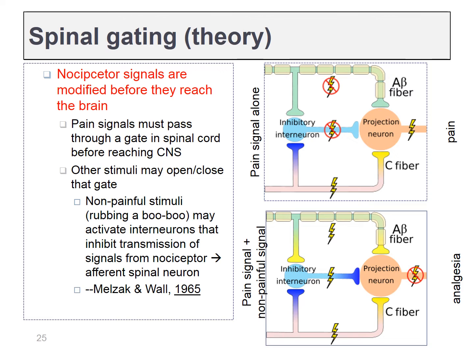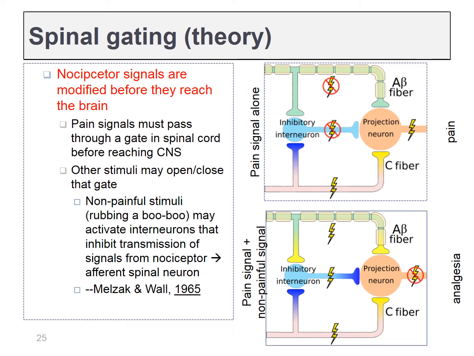Next is this theory of spinal gating. This was a very good theory, but it didn't turn out to be true, so don't spend too much time trying to learn about the mechanism of this theory. It's the concept that's really important. The theory of spinal gating was that we could change pain signals before they reached the brain. For instance, maybe you hit your knee on something and it hurts really badly, so you rub your knee, and it seems to help. It doesn't quite hurt as much.